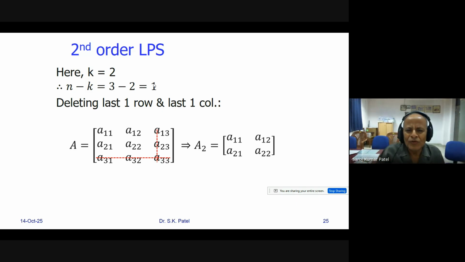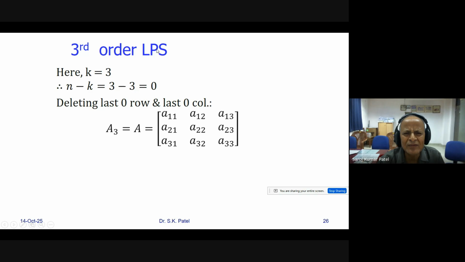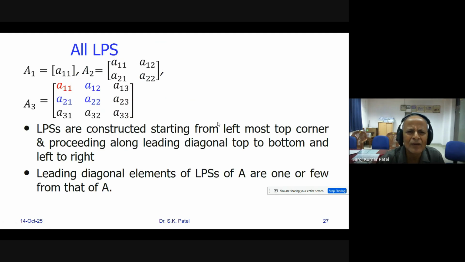So here we are deleting the last row and last column, so we are left with A11, A12, A21, A22. So this matrix is a leading principal submatrix of order 2 by 2, and its determinant will be the leading principal minor. To get the third order leading principal submatrix, K is equal to 3 and N is equal to 3. So 3 minus 3 is 0. So delete 0 rows, 0 columns. Means don't delete anything. The same matrix will be the leading principal submatrix of third order, and its determinant will be the leading principal minor.